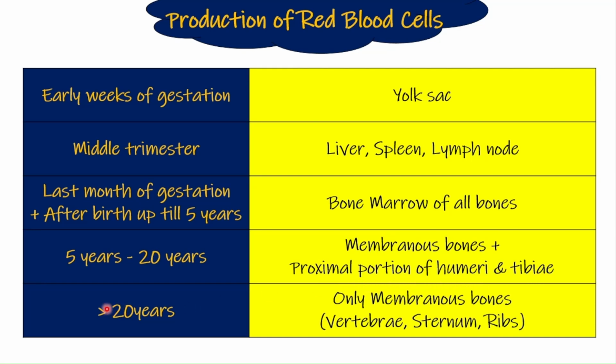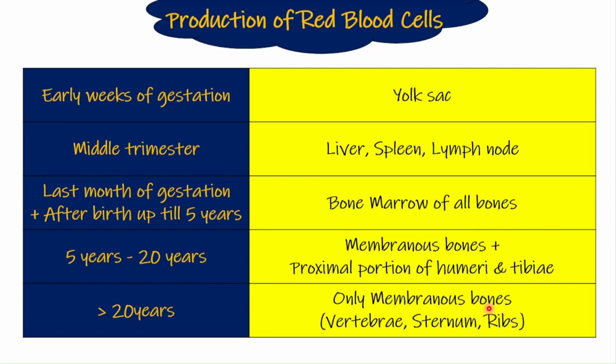And after the age of 20 years, the RBC production is done by the bone marrow of membranous bones only. So when the person is of age greater than 20 years till death, the RBCs are not produced from the bone marrow of all the bones. RBCs are only produced from the bone marrow of the membranous bones.